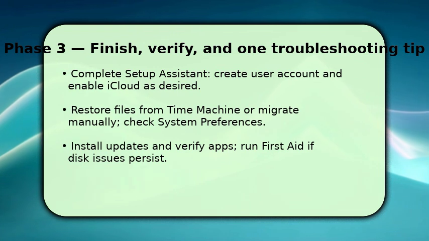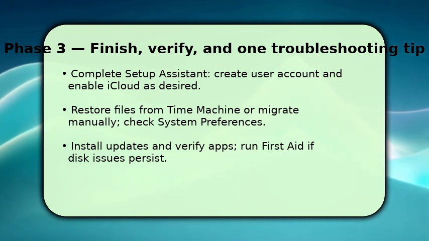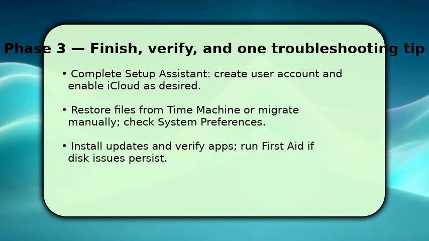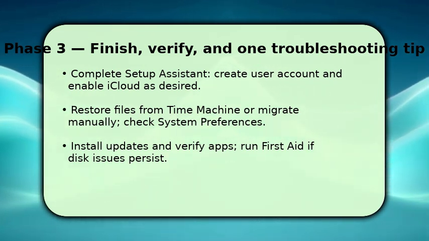If something goes wrong and the drive isn't visible, use Disk Utility's First Aid or try Internet Recovery again. This tip often resolves corrupted volume headers without extra hardware.